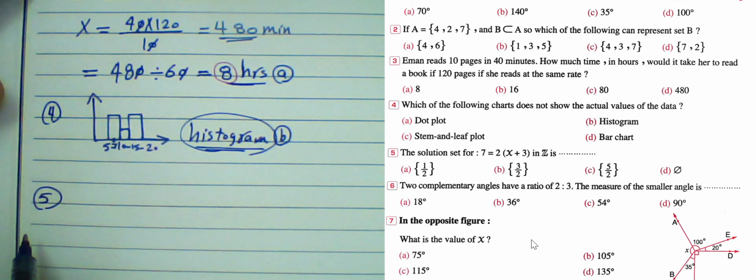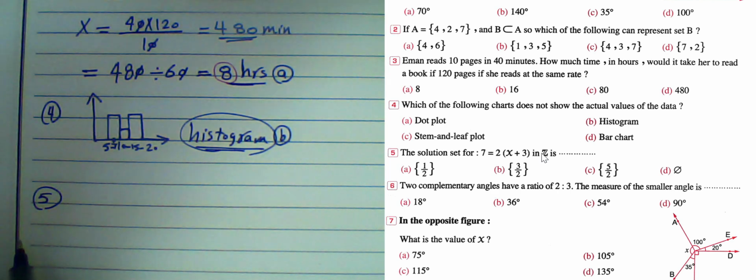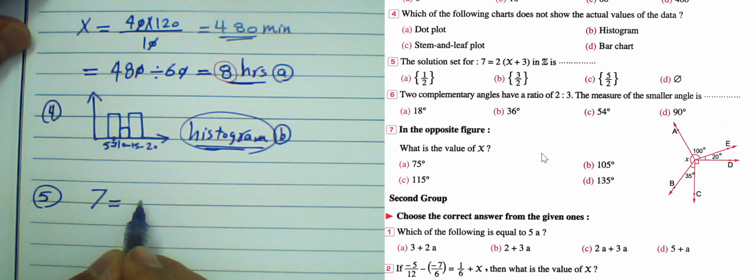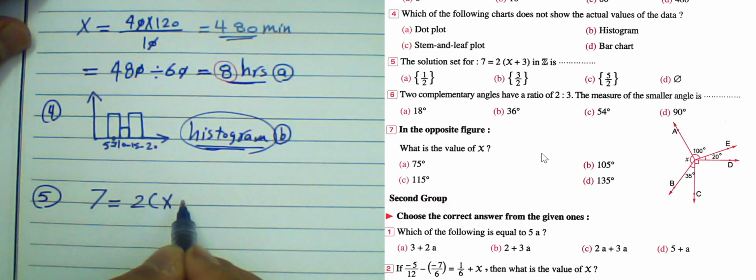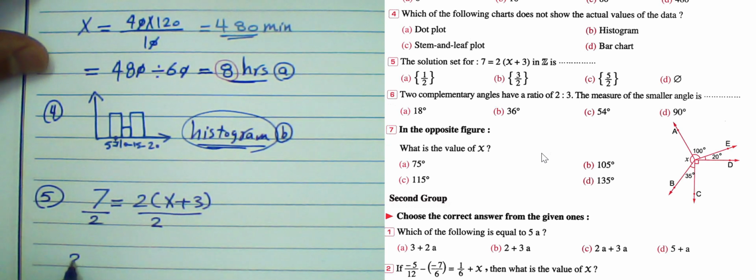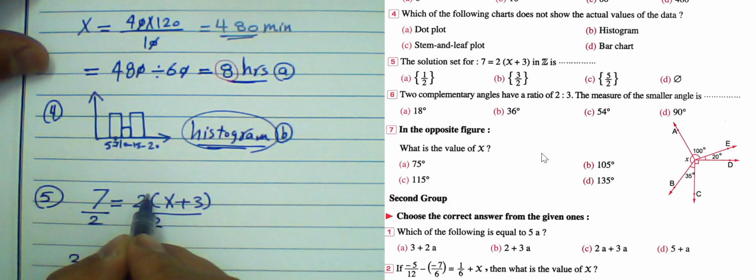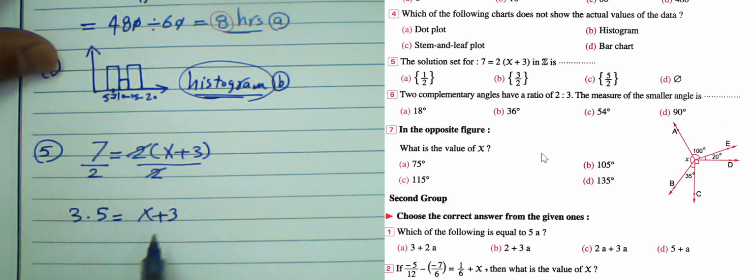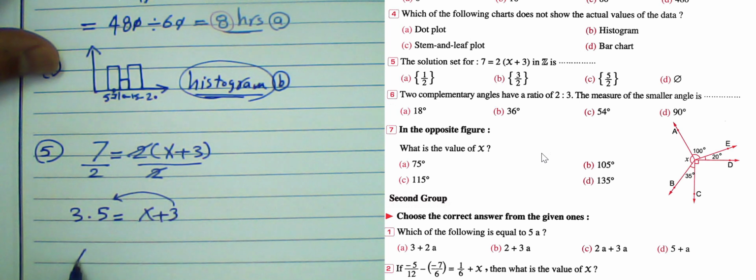Next, question number 5, the solution set in Z. We have 7 equals 2 times x plus 3. We can solve this by dividing both the left-hand side and right-hand side by 2 first. 7 divided by 2 will be 3.5, and 2 divided by 2 is 1, times x plus 3, so it will be x plus 3. Then the value of x will be 3.5 subtract 3, which is 0.5.